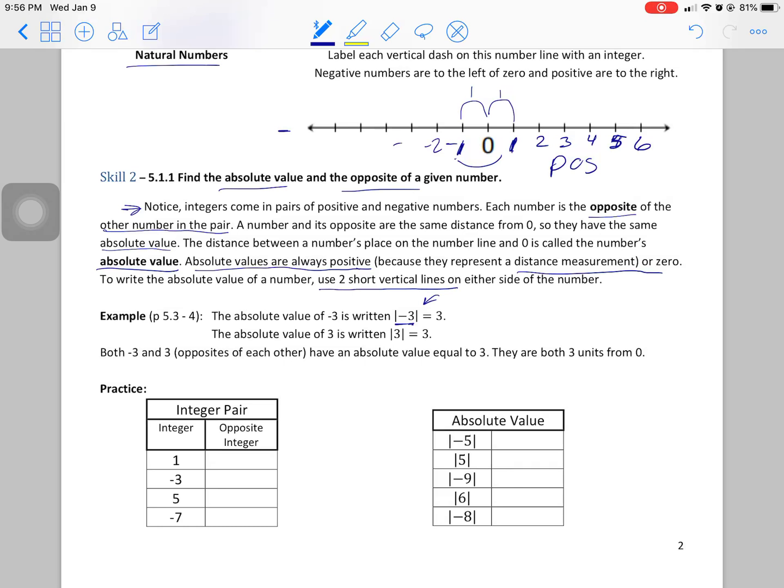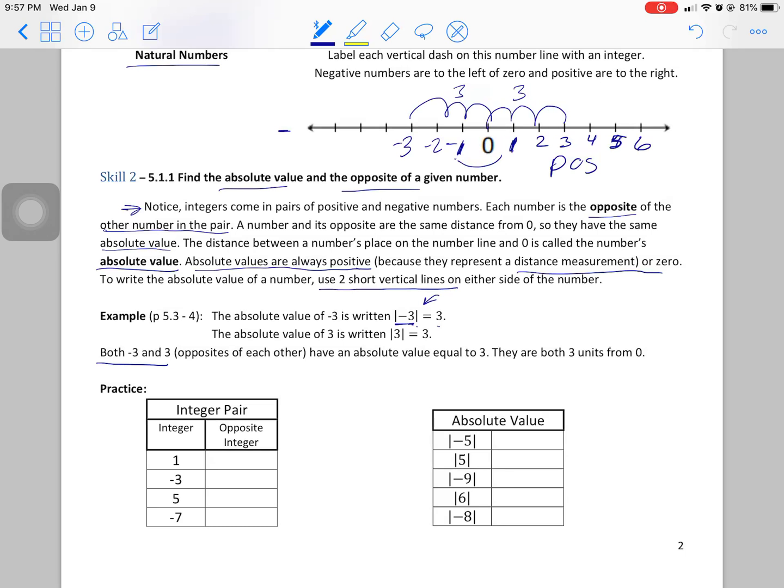Negative 3, let me put it back up here. Negative 3 is 1, 2, 3 units from 0. Positive 3, its opposite, is 1, 2, 3 units from 0. So the absolute value of a negative 3 equals 3. The absolute value of positive 3 also equals 3 because they're 3 units from 0. Okay? Both negative 3 and 3 are opposites of each other.